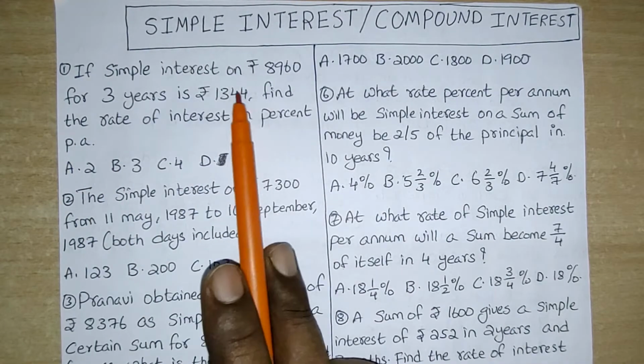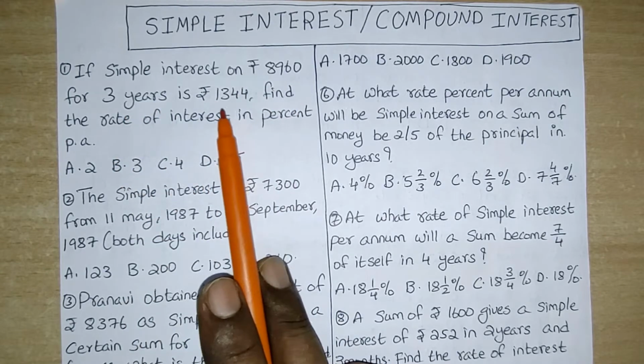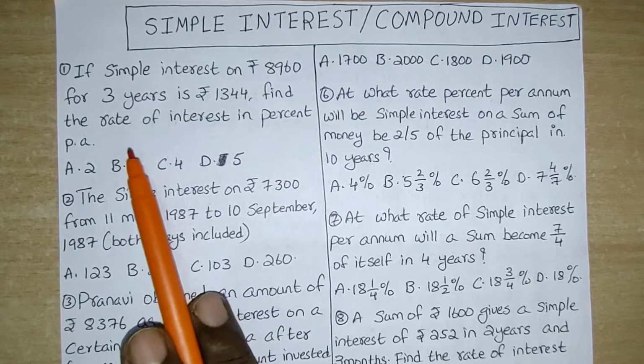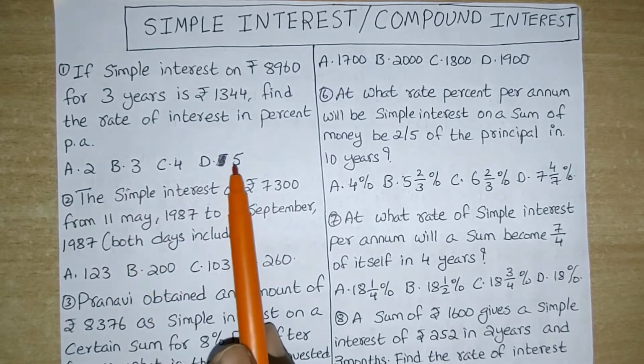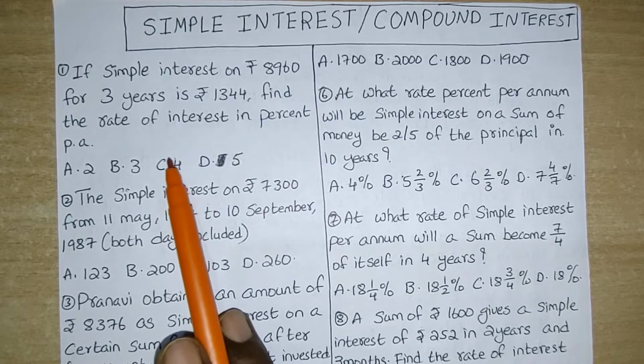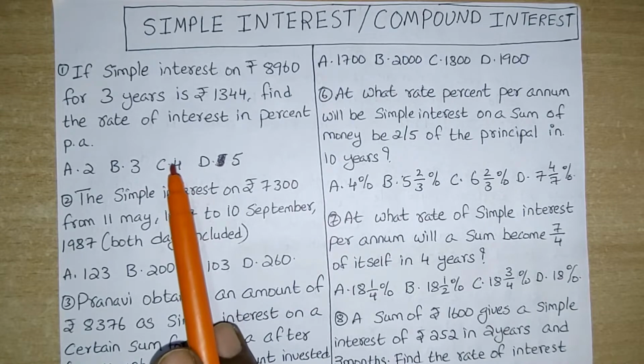If simple interest on rupees 8,960 for 3 years is rupees 1344, find the rate of interest in percent per annum. Okay, you will be having four options. Try to solve it. If you are having any doubts, if you need any explanation, please mention the question number. I will give you the answer. I will give you the explanation.